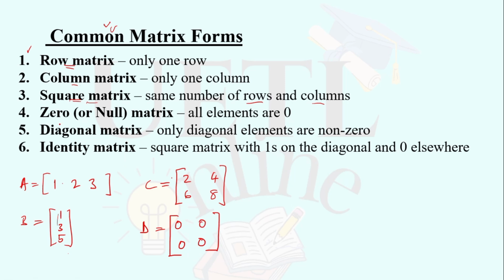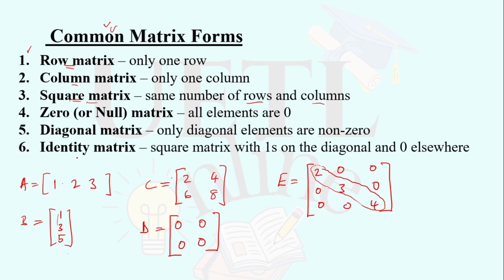Then we have what we call a diagonal matrix. Let me give an example. It is a matrix where only the diagonal elements are non-zero. Let's say we have a matrix like this: 2, 0, 0, 0, 3, 0, 0, 0, 4. We call it a diagonal matrix because only these diagonal elements are not zeros. Please make sure you understand that.